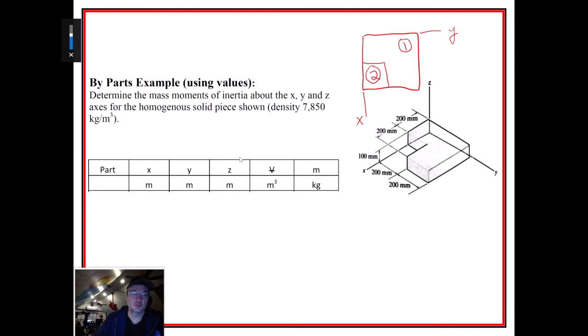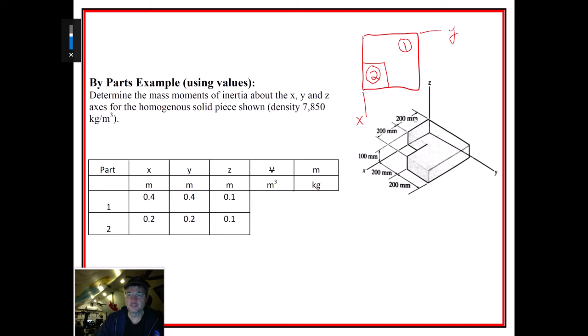Okay, so here's the x dimension, y dimension, z dimension for parts 1 and 2. I did it in meters, so we have 0.4 in the x direction, 0.4 in the y direction, and 0.1 or 100 millimeters in the z direction. And the same thing is true for the smaller square that we're removing. We can get the volume by multiplying all three together and multiplying that by our 7,850, and we get the kilograms. We subtract the little square from the big square, and we get that total. So that's our mass right here.